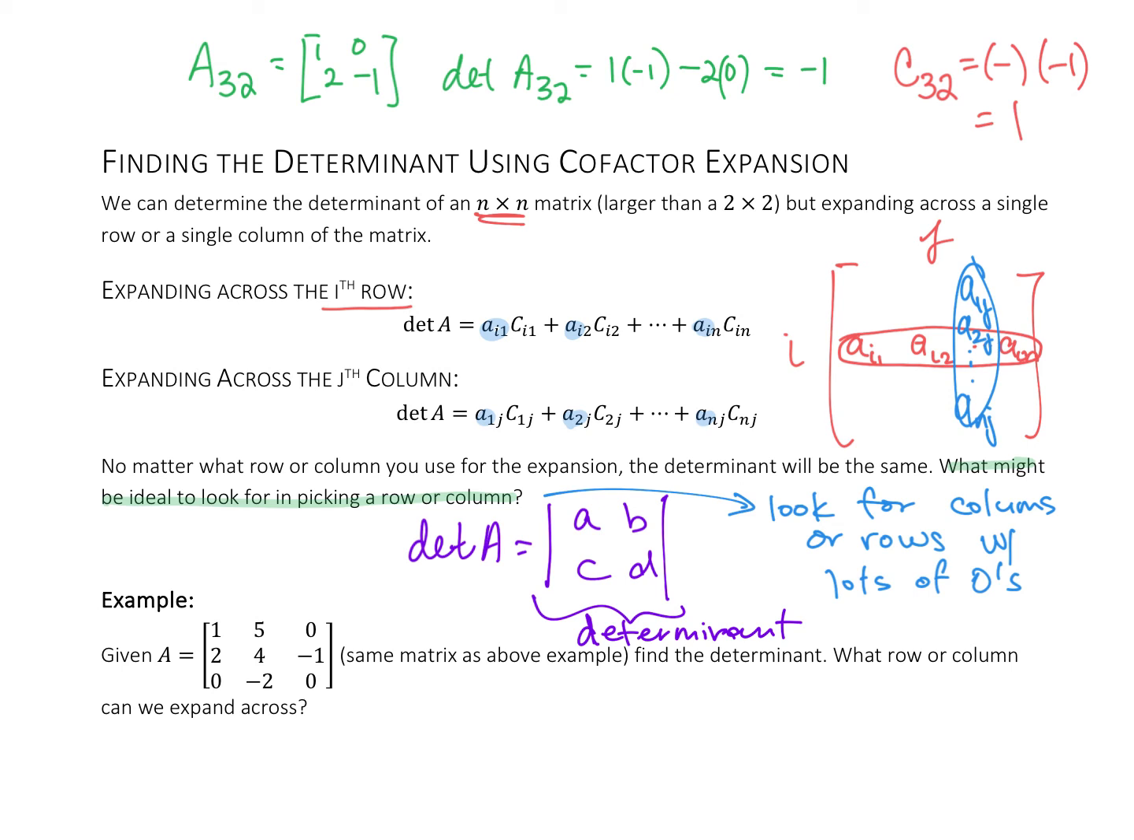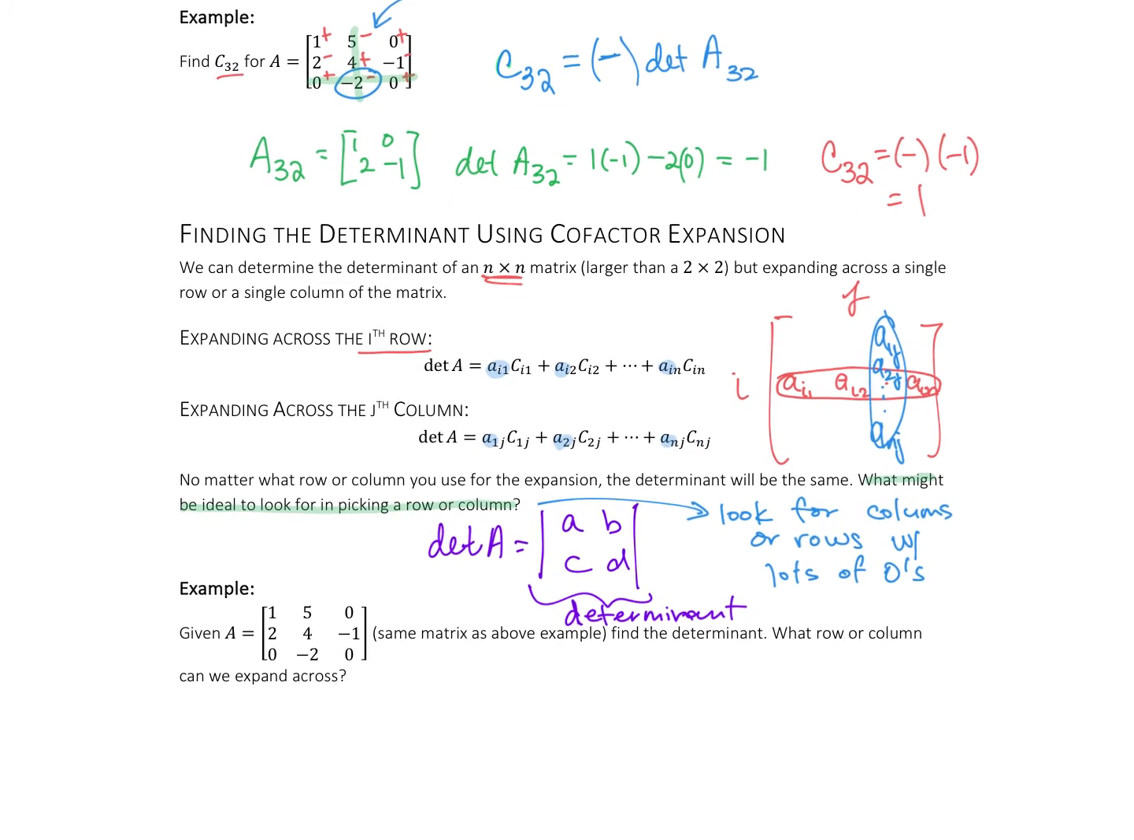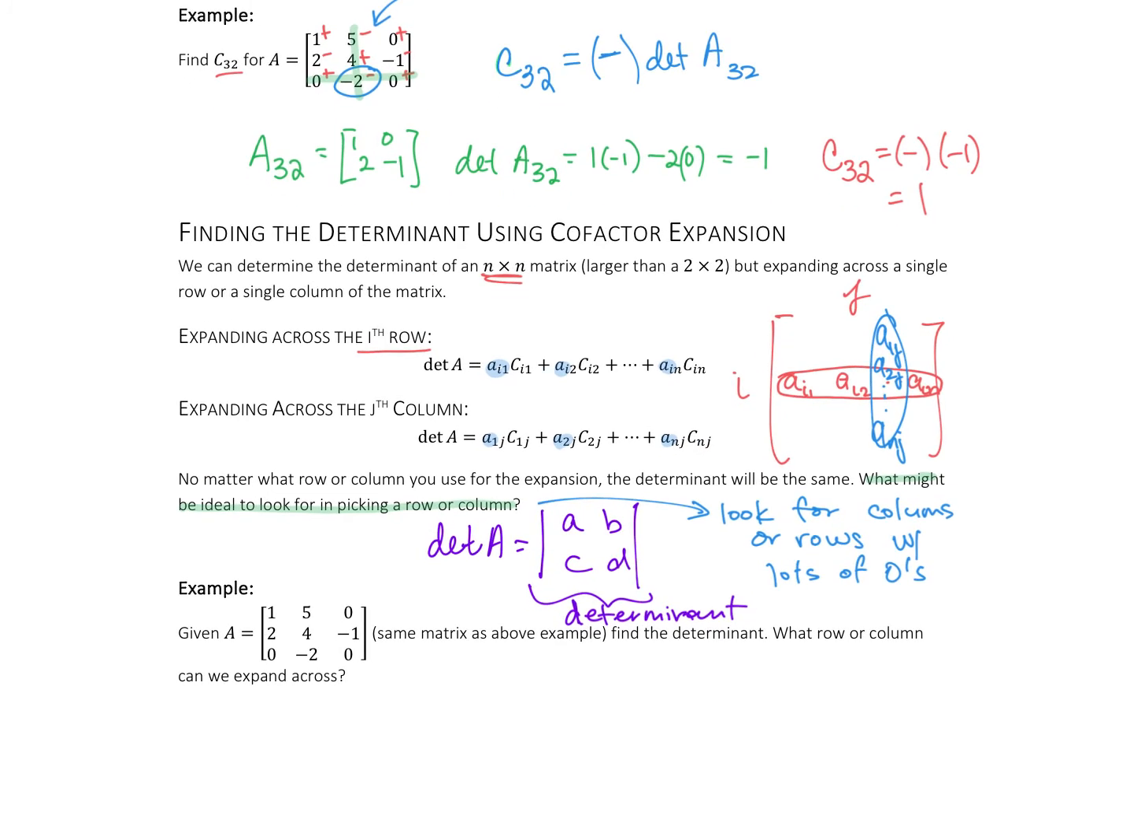So let's take our situation up there and see what happens. So let's go. All right, so this is the same matrix as we used in the previous example. So we already found one of the cofactors. So we actually have 2 different choices of what would be ideal for doing a cofactor expansion.